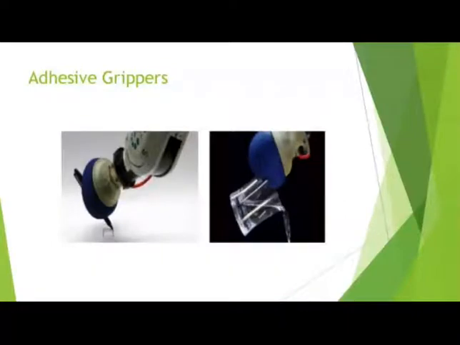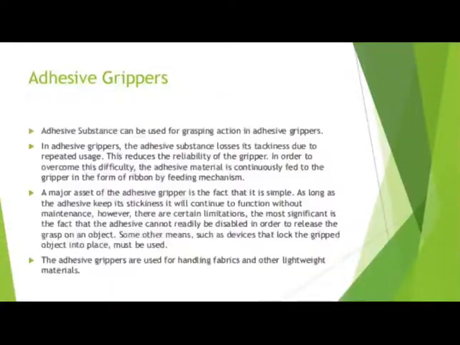This is what adhesive grippers are. So this is one type of gripper, where adhesive substances can be used for the grasping action. In adhesive grippers, the adhesive substance loses its thickness due to repeated usage. This reduces the reliability of the gripper.